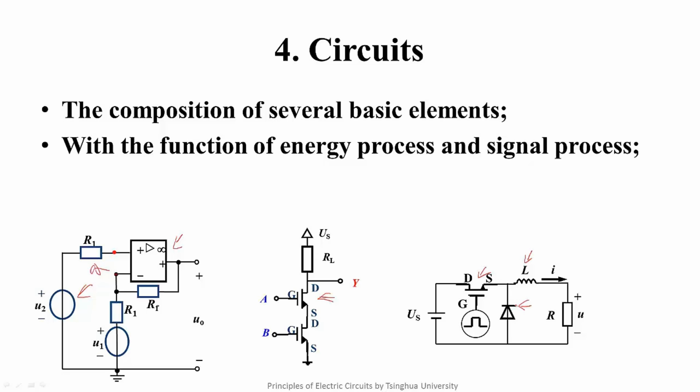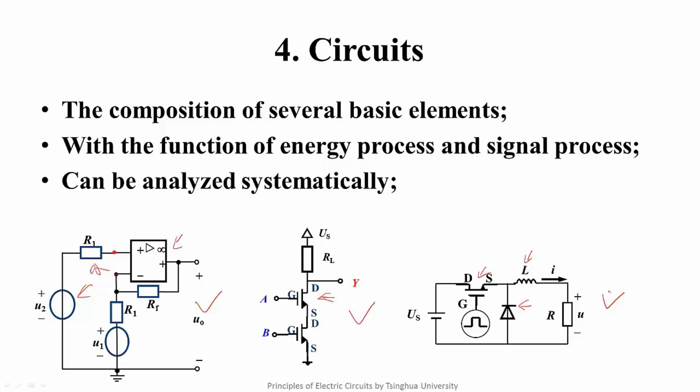For example, the left circuit is a subtracting circuit. The middle one is a NAND gate circuit. The right one is a buck chopper circuit. They have very important practical value in signal processing and energy processing. Thirdly, circuits can be analyzed systematically. We'll teach you many systematic analysis methods which enable you to analyze a circuit of any complexity.